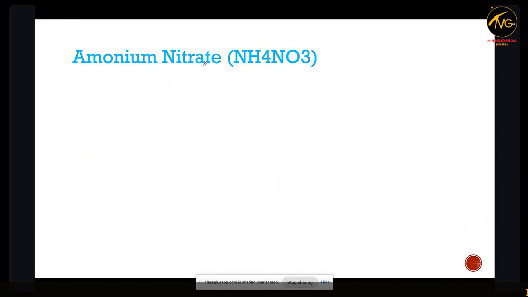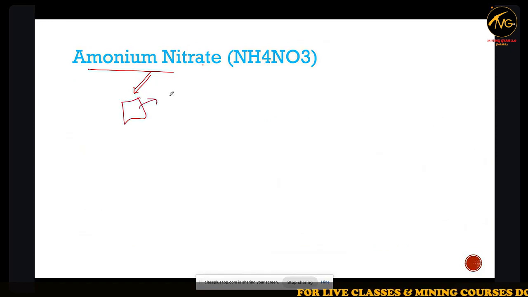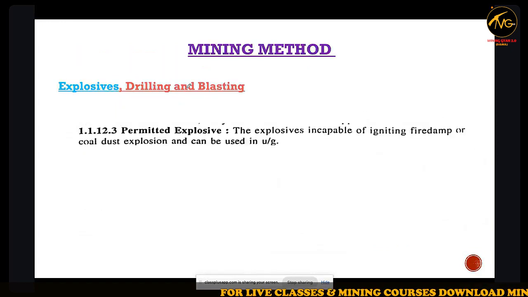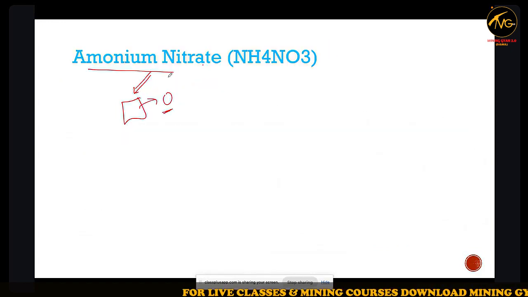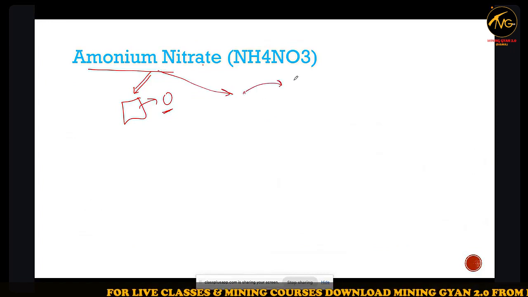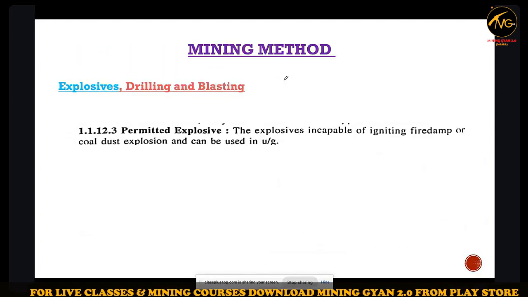I told you you have to summarize all explosives in 3 to 4 points. ANFO is water soluble. That means we will not use it where water is present, or we use cap sensitive. It is cap sensitive. For ANFO to be used as an explosive, we mix it with TNT and NG, like that. Then we discussed permitted explosives.